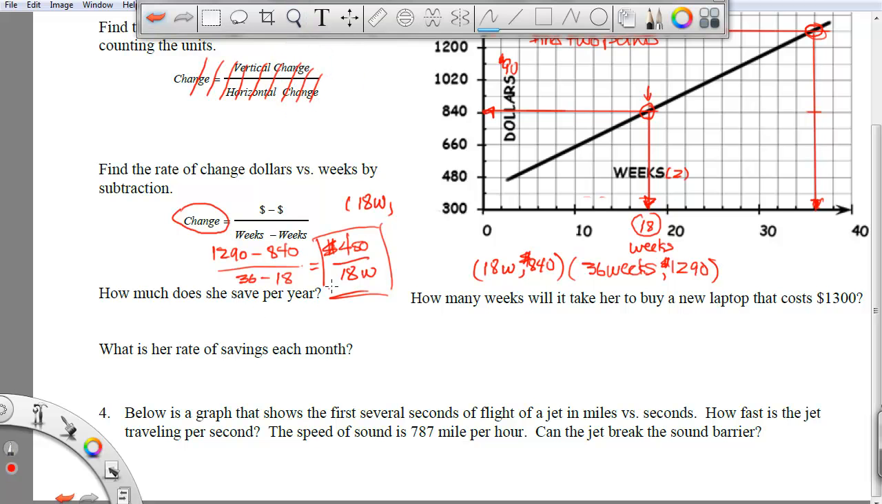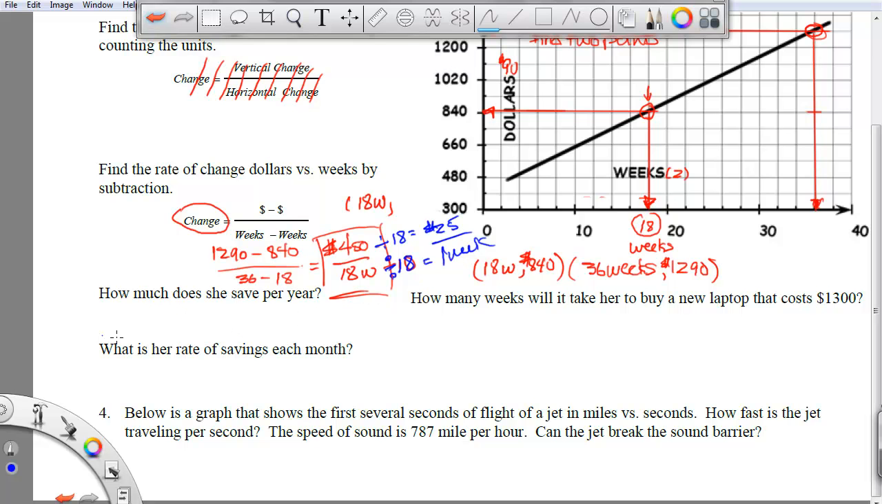It says, so we found our rate for 18 weeks. Now it says how much does she save per year. Let's go ahead and convert this to amount of dollars per week. So that means we're going to divide the bottom by 18. Let me change that to blue. And we're going to divide the top by 18. So that gives me 1 week. 450 divided by 18 will give me exactly $25. So every week he saves $25.